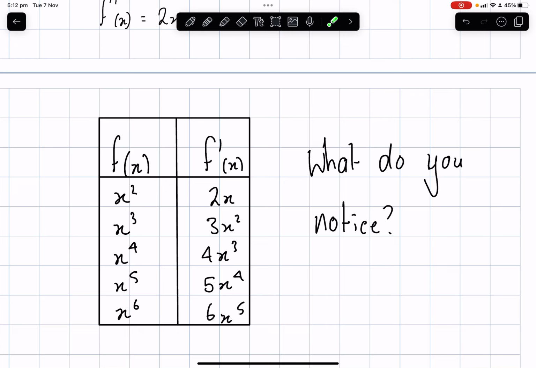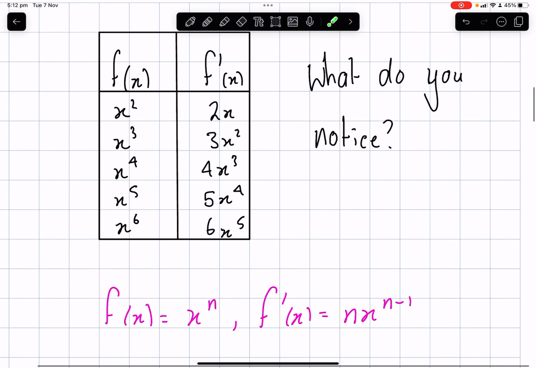Pause the video now and try and see if you can find a pattern in this table here. So have a quick moment, have a think about it. All right, so hopefully you identified that the power comes out the front and multiplies the x, and then the power itself drops down by 1. So in x to the power 5, the 5 comes out the front, and then the power of 5 drops down by 1 to be 4.